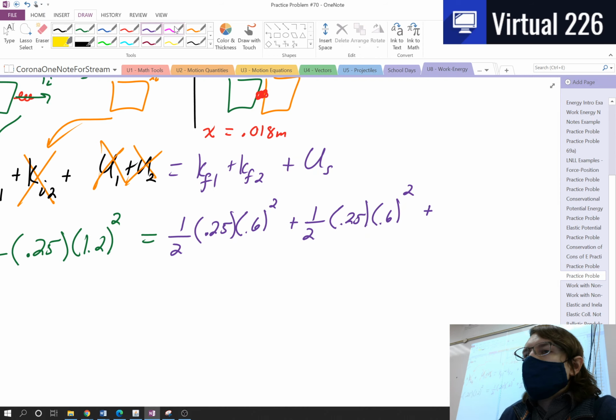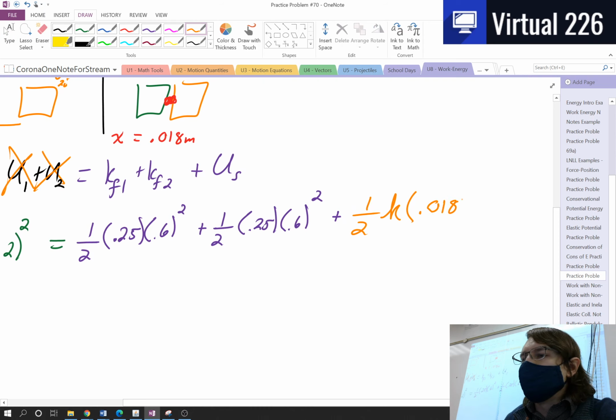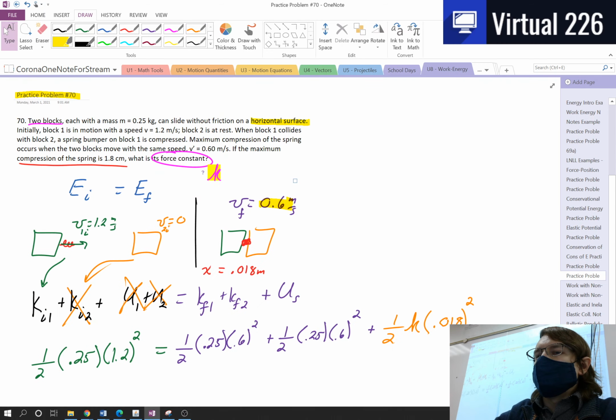Now we also have to put our spring in here. Our spring has a value of 1/2 k, which is what we're looking for, times x squared. And that x is the compression of the spring, which at maximum is 0.018 meters. Don't forget that square up top. Everybody always forgets that. Deals them a lot of harm on these problems.